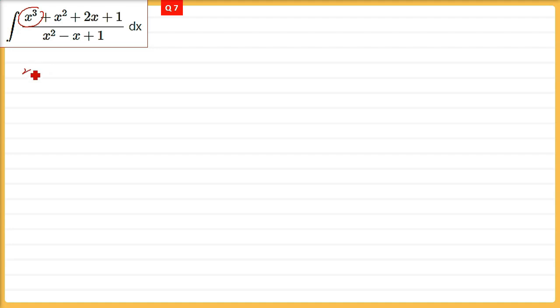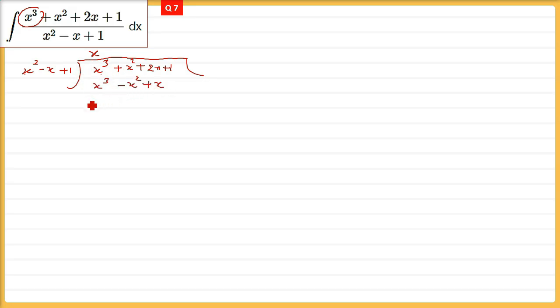So first thing we'll do is divide numerator by denominator. So x square minus x plus 1, and here x cube plus x square plus 2x plus 1. Now what do you want? You want x cube, so you need to multiply this with x. We'll just do the similar terms now. So x cube, negative x into x will be negative x square. X into 1 will be x, and there is no constant term.